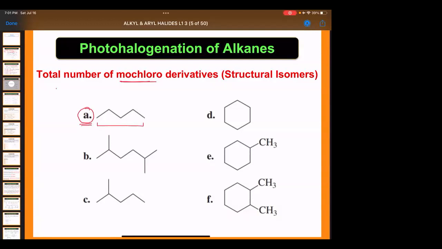That you agreed. So there are 5 carbon atoms. And the chlorine can get attached to the first carbon atom. It can get attached to the second carbon atom. It can get attached to the third carbon atom. It can get attached to the fourth carbon atom, and it can get attached to the fifth carbon atom. Right? I think you may be thinking in this way, right? Yes, sir.